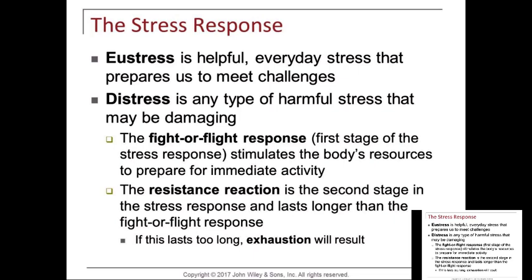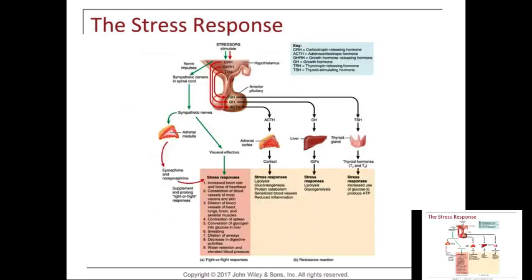Stress response, eustress and distress. So eustress is helpful, everyday stress that prepares us to meet the challenges. We do have to be able to adapt to them. The distress is any type of harmful stress that could be damaging. This constant and chronic fight or flight response that isn't acute, but it's more chronic. That's a problem. The resistance reaction is the second stage in the stress response and lasts longer than the fight or flight response, and that leads to that adrenal burnout or adrenal exhaustion.